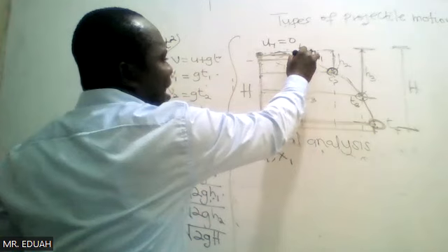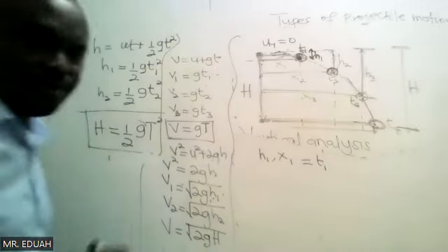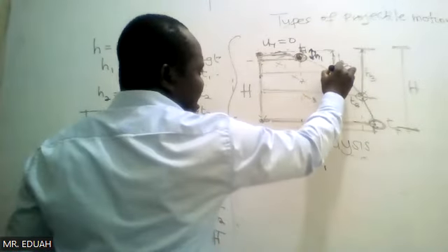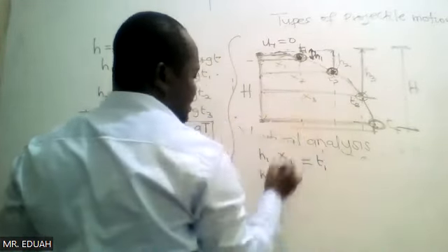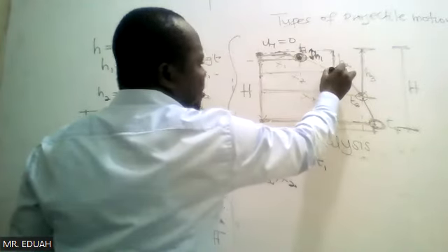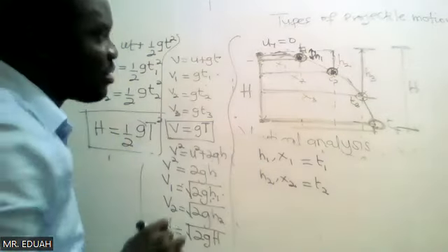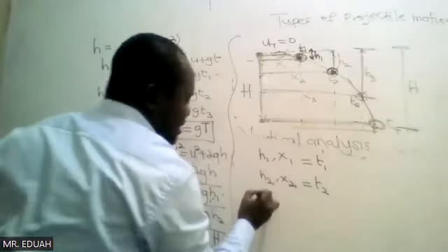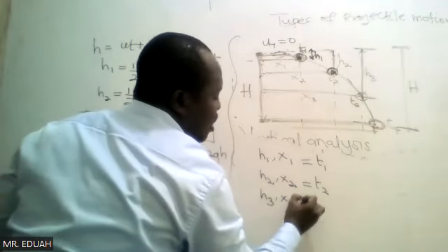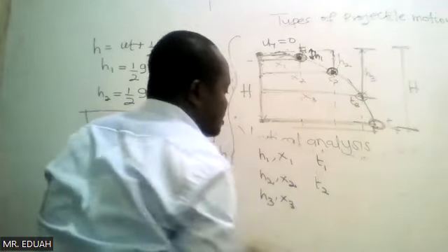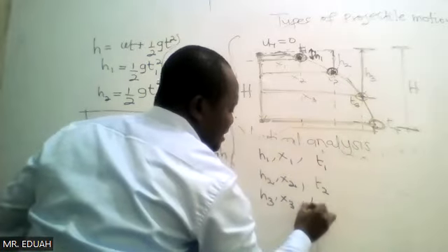The time taken to cover x1 and h1 is t1. They are all equal to t1. When the body is here, the vertical displacement is h2 and the horizontal displacement is x2. The time for this horizontal and vertical displacement is t2. We can say the same thing for h3 and x3. They all go with the time t3.